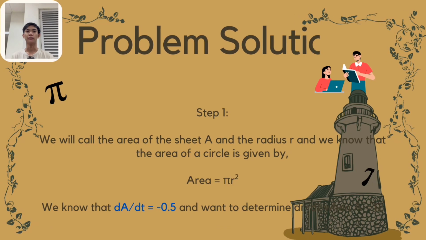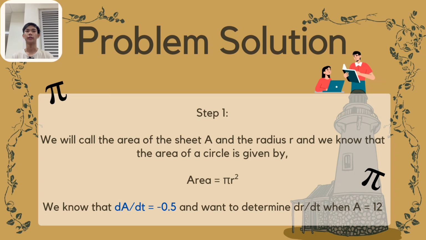Let's start solving. Step 1, we will call the area of the sheet A and the radius r, and we know that the area of a circle is given by pi r square. We also know that dA over dt equals negative 0.5 and want to determine dr over dt when A equals 12. Note that A is for area, t is for time, and r is for radius.